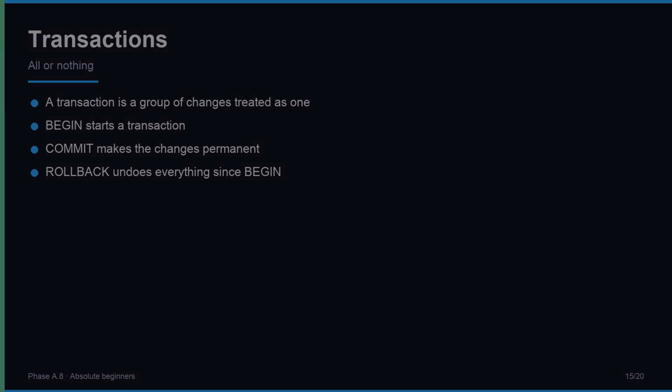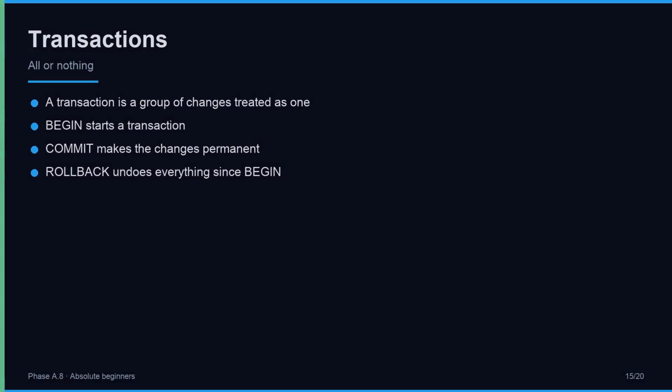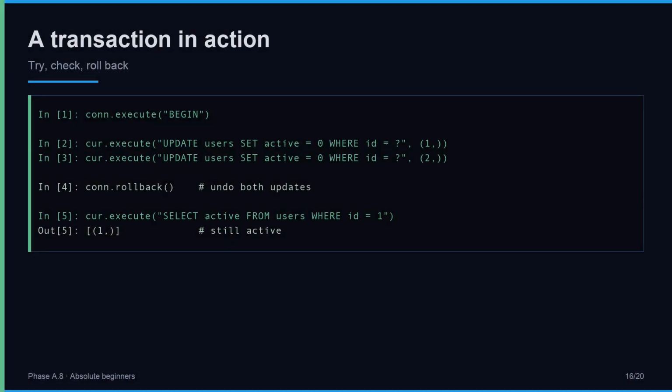A transaction is a group of database changes treated as a single unit. You start it with begin. You make some changes. Then you either commit to make them permanent, or roll back to undo all of them as if they never happened. The key idea: all or nothing. If anything fails halfway, you roll back, and the database is exactly as it was before. That is what makes databases trustworthy. All or nothing.